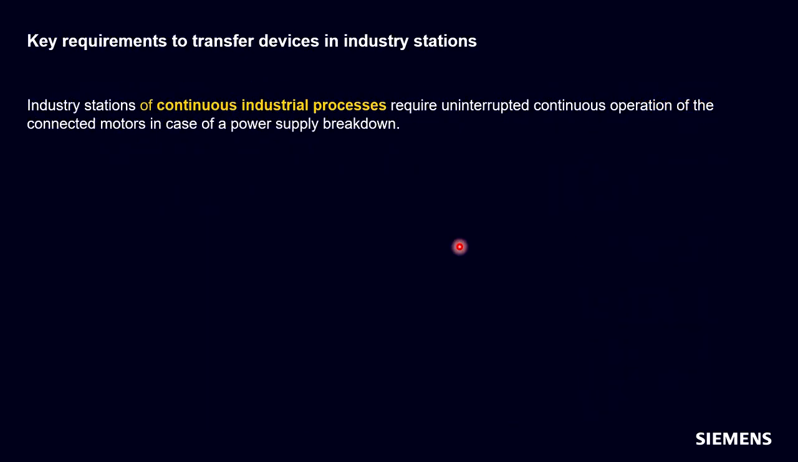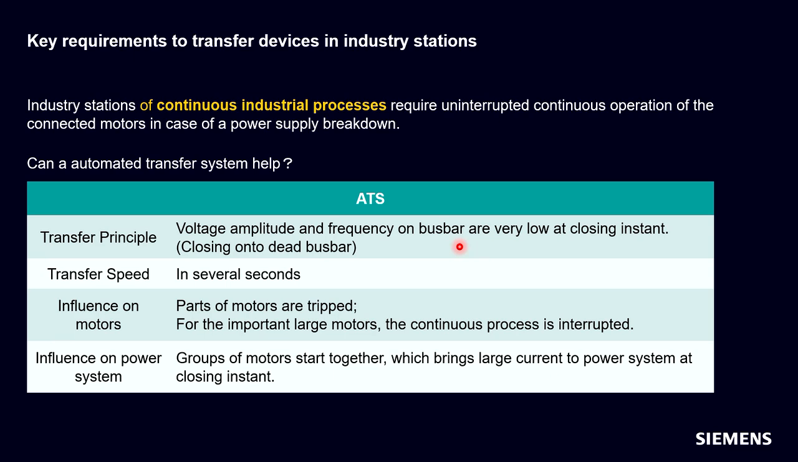What are the key requirements for a continuous industrial process? How can we meet them? Can we meet them with an automatic transfer system? We will see. An automatic transfer system is, I think, an easy way to transfer one load from one infeed to the other infeed. The principle is based on the voltage amplitude and the frequency on the busbar, and we are closing the breaker at a very late instant. That means mostly we are closing the breaker on the dead bus.